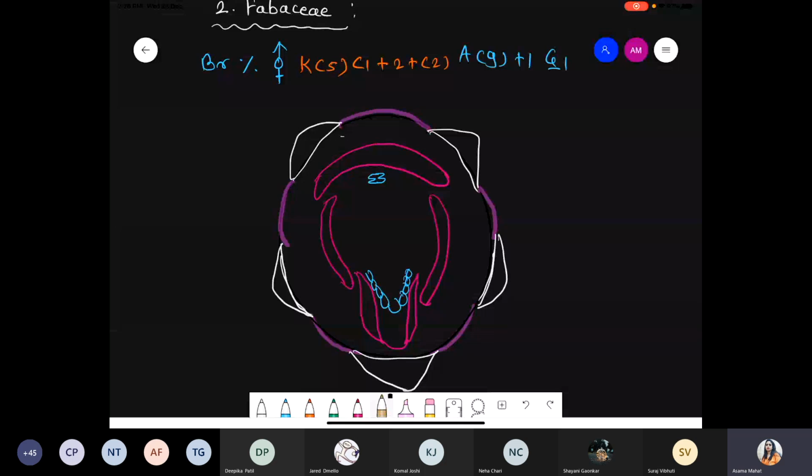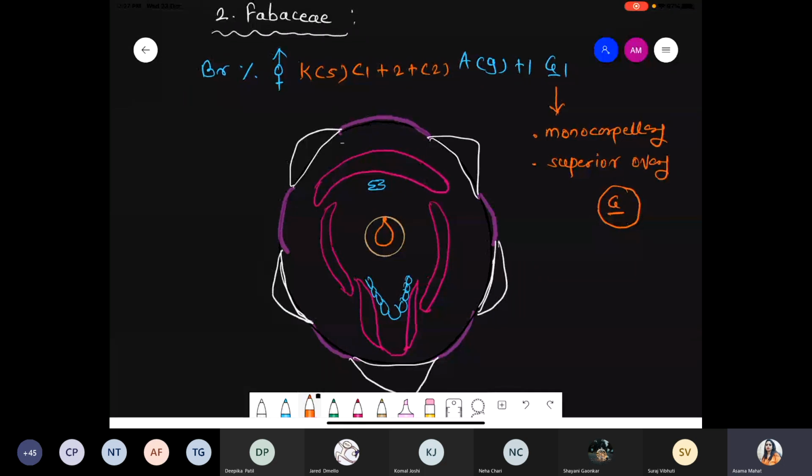Finally, we are talking about the gynoecium at the center. A single gynoecium is present, and from the gynoecium there is the origin of the ovule. So a single compartment is present, so a single ovule is present. Obviously, whenever we are talking about the gynoecium, these are monocarpellary. Whatever we are talking about the ovary position, that ovary is again a superior ovary, and the superior ovary is represented like this, a capital G with a bar below. Okay, so these are the simple characteristic features of the Fabaceae family.